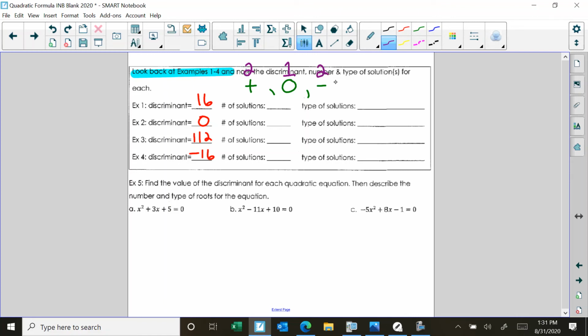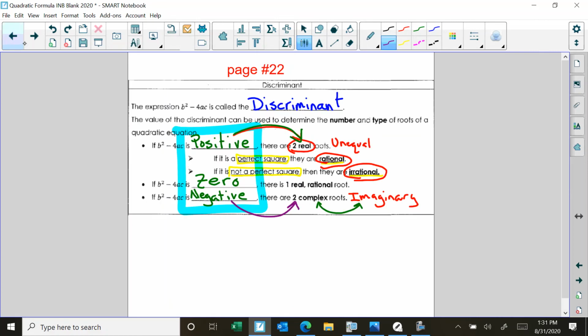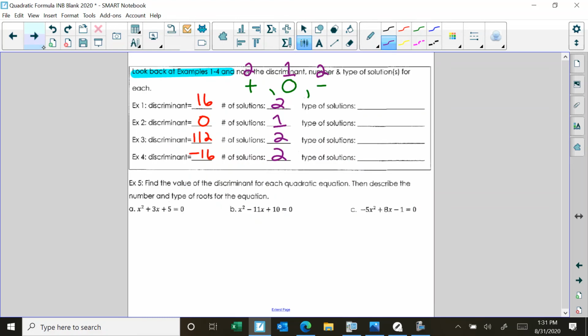So since 16 is positive, it has 2 solutions. Number 2 is 0, it has 1 solution. The number 112 is positive, therefore it has 2 solutions. And example number 4 is negative, so it has 2 solutions. Now all that information is based on this chart right here. Positive gives you 2 answers, 0 gives you 1 answer, and negative gives you 2 answers. Now comes the nature or the type of solutions that it has.